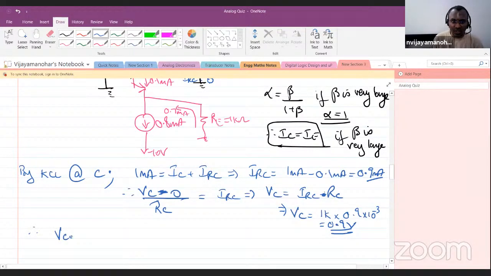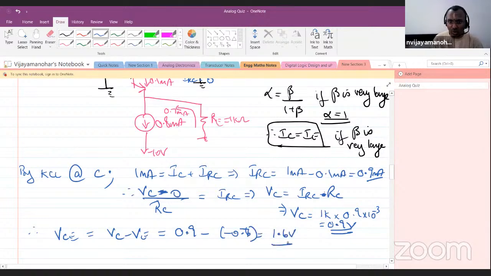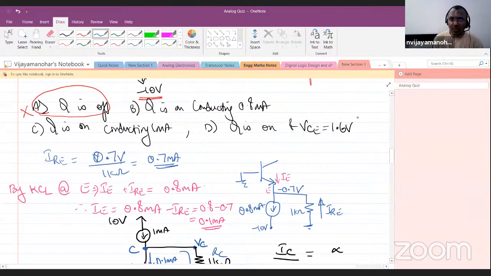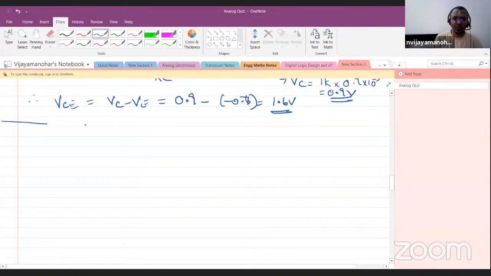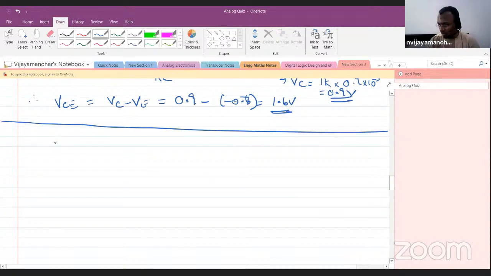Therefore, VCE is VC minus VE, which is 0.9 minus 0.7, which is 1.6 volt. So the transistor is on with a VCE of 1.6 volt. Option D is the correct option. Clear? Option C is the correct option. Okay. Now the next question.